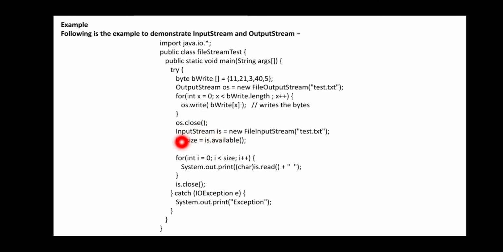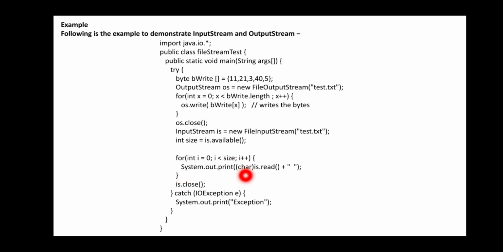Okay, next you have InputStream is equal to new FileInputStream text.txt. You already created text.txt written with 5 elements, and now it is used for reading purpose. int size equals is.available. available is a function which returns the number of bytes present within this file. 5 bytes are there, or the number of items you have here. So int i is equal to 0, and 0 is less than the size, 5.